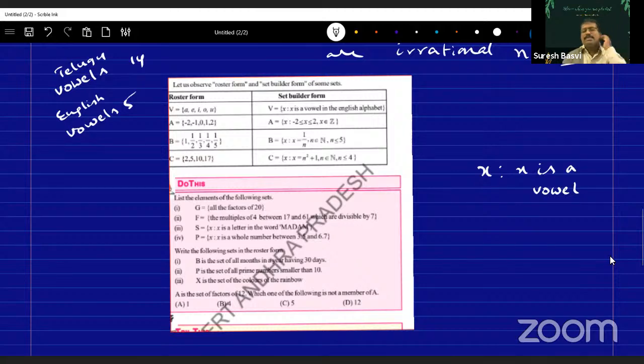Yes. So here X is a vowel in the English alphabet. Like this you can write it. This is the set builder form. Next, A is equal to {-2, -1, 0, 1, 2}.